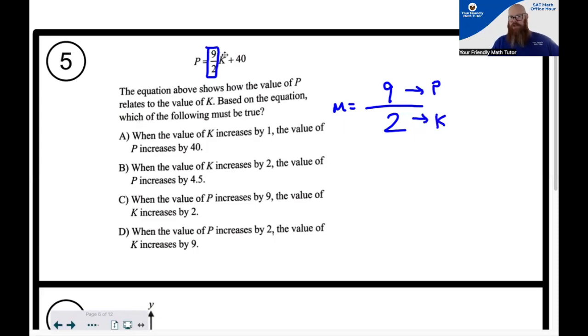Change in Y over change in X, change in P over change in K. So I just want to find the answer that talks about P going up by 9 and K going up by 2, and that's C. 1 in 40, I don't know where that came from. I guess they think that we're going to use that. 2 in 4.5. No, and 2 and 9 is close, but this is P by 2 and K by 9.